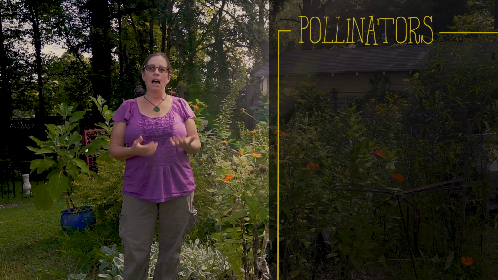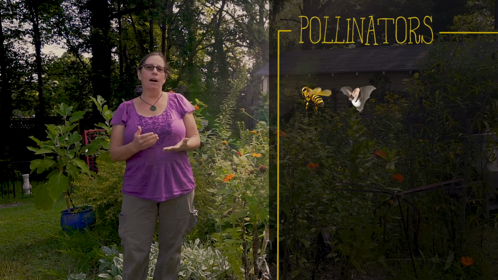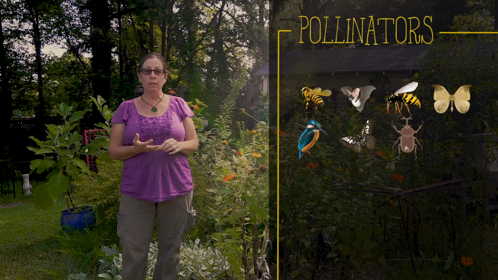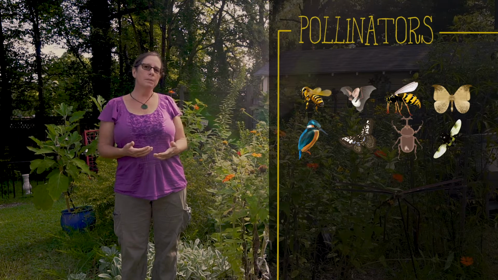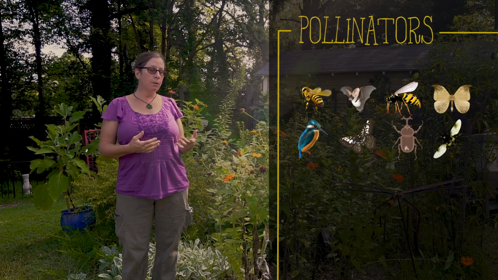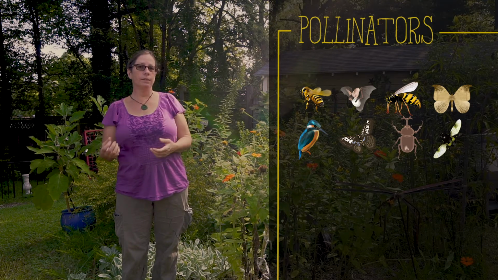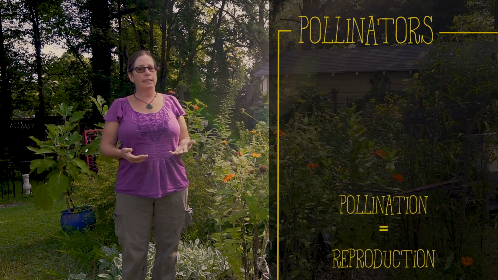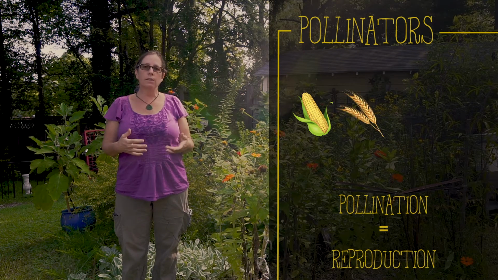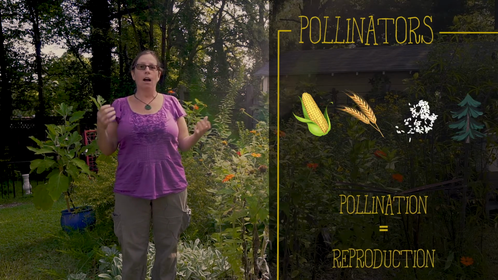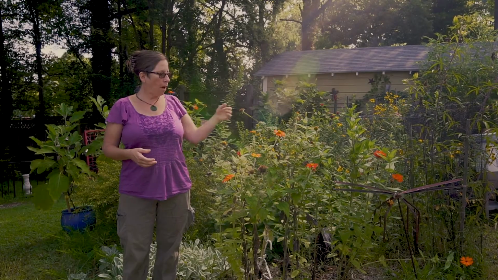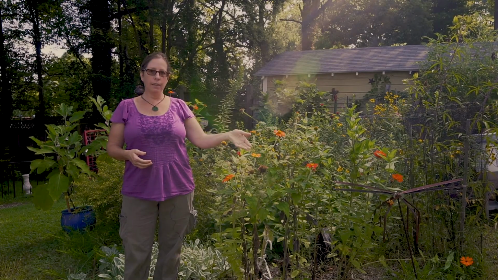Okay, so what is a pollinator? A pollinator is a bee, a bat, a wasp, a moth, a hummingbird, a butterfly, a beetle, a fly that helps a plant to reproduce by moving pollen from one plant to another. So pollination is reproduction. Some plants, like corn or wheat or rice or pine trees, are pollinated by the wind. But some plants need help to get their pollen from one plant to another.